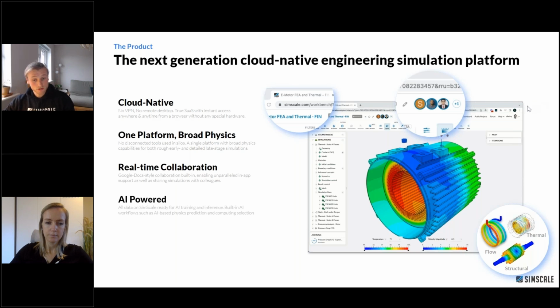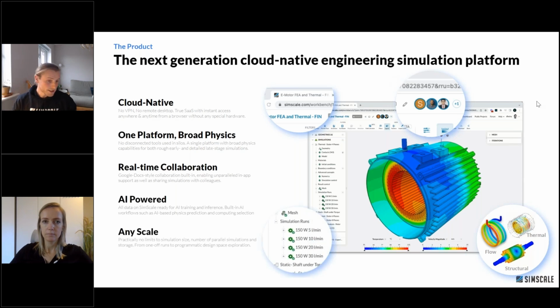AI powered is another unique position for SimScale. Because we have so much simulation data, and users can save so much of their data on the platform, it enables very high-powered AI workflows to aid in predicting simulation as well. That's a very big topic at SimScale at the moment. We're not going to focus on that today, but if you are interested, please do have a look online and sign up to some of our upcoming webinars around AI.